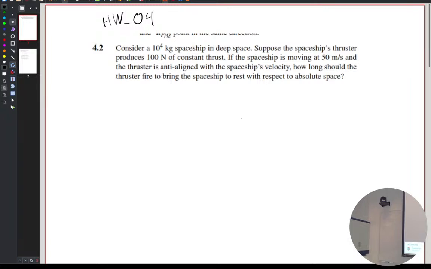Anti-aligned means velocity is going this way, but thrust is that way. And then deep space. The assumption of deep space is that there's no net gravity. Maybe there's gravity from big stuff, which we could ignore for the most part.